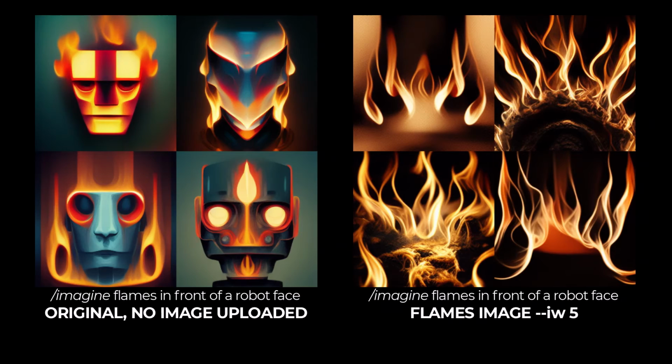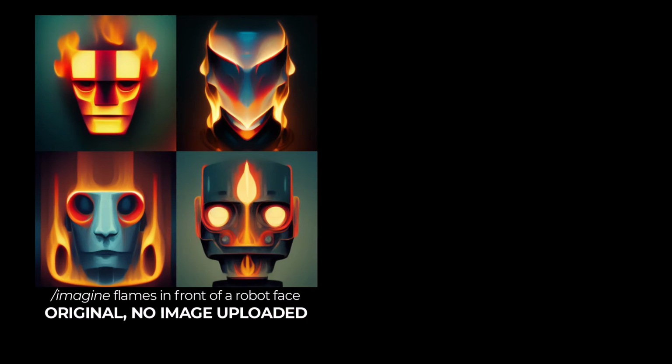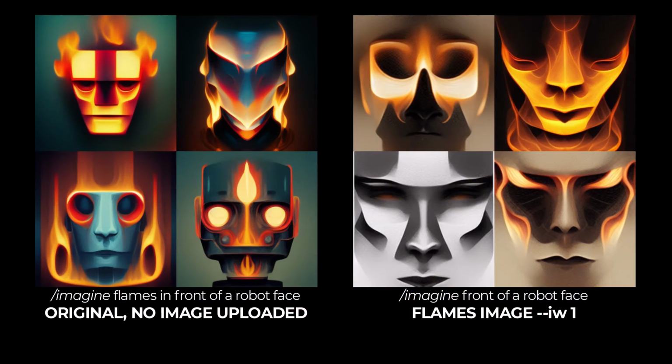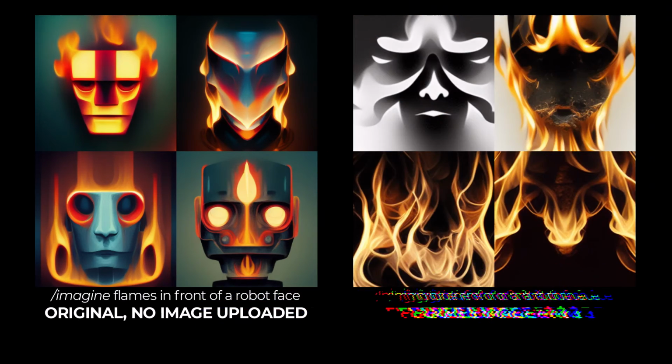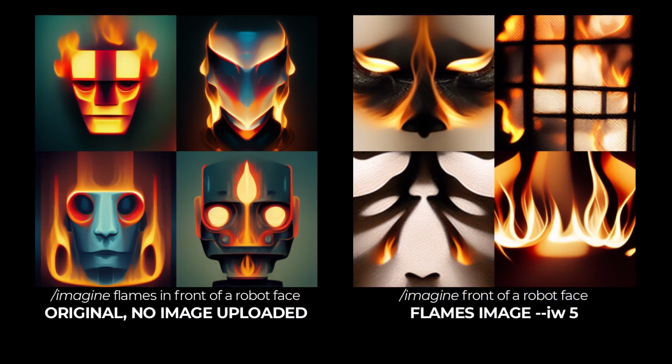So I've actually done a separate prompt, which is just to imagine the front of a robot face without even mentioning the flames. So now with an image weight of 1, we've got these images here, which are very much heavily face focused. As I change the image weight to 3, we introduce more flames into the image, and then when we add the image weight of 5, of course, it is very much a lot of flames introduced. That is without even mentioning flames in the prompt, simply relying on the image itself.